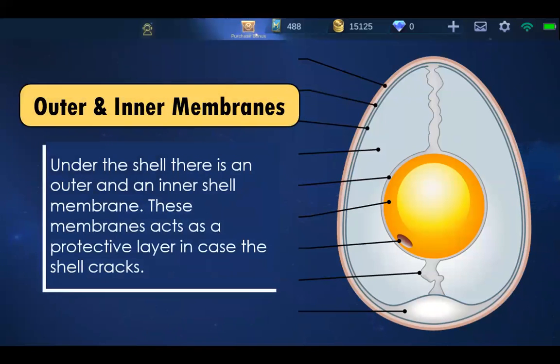Next is the inner and outer membrane. These membranes act as a protective layer in case the shell cracks. Besides serving a packaging role, the shell and the shell membranes have a biological function, namely to regulate evaporation and air circulation, but also to prevent penetration of microorganisms.